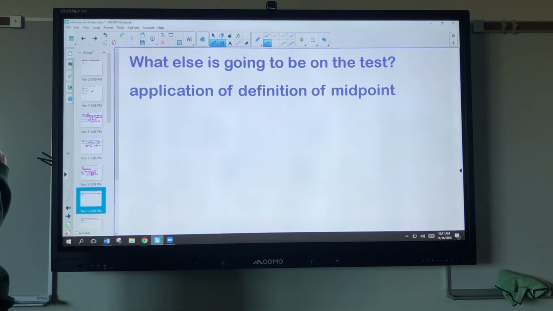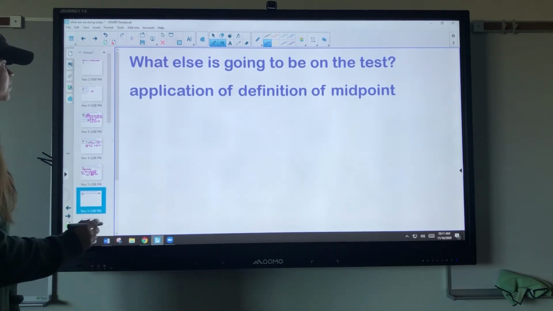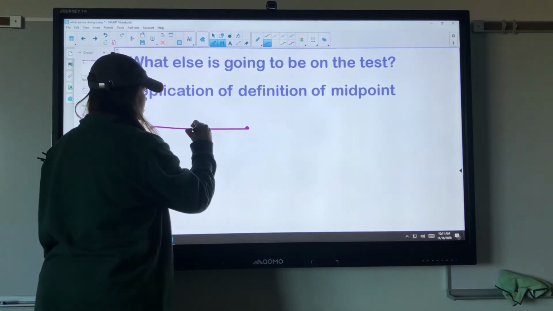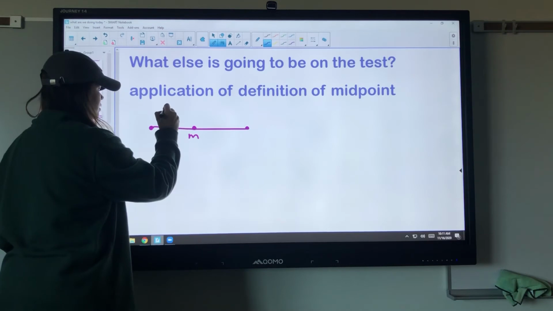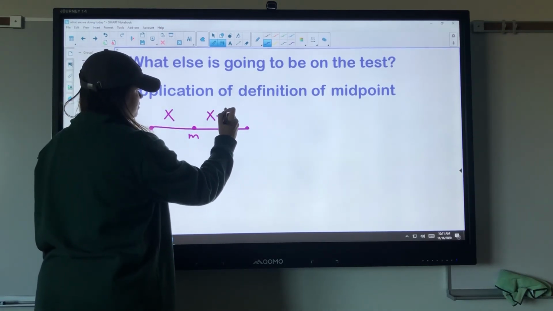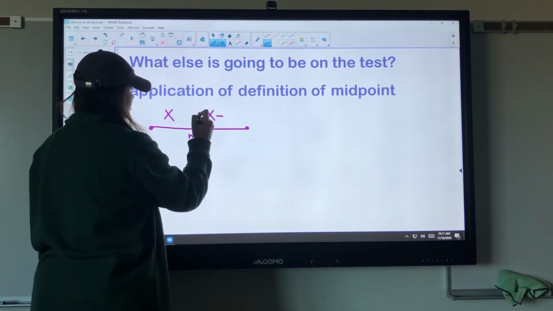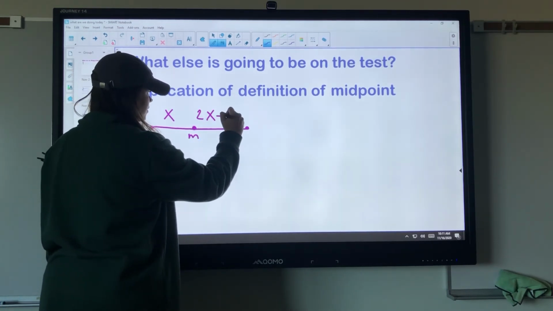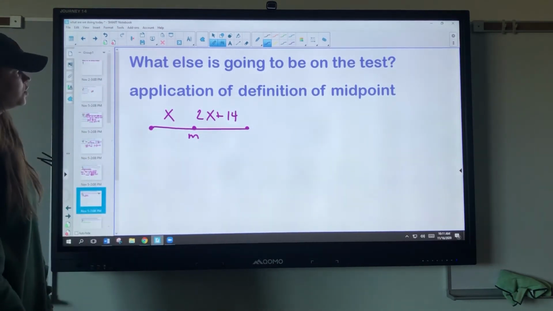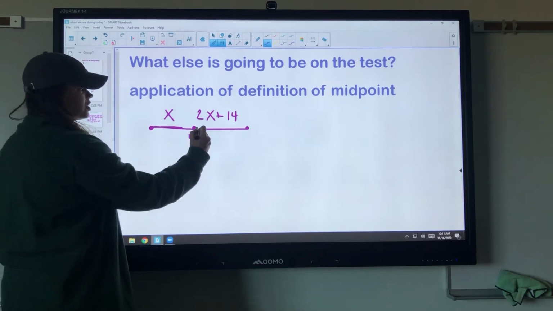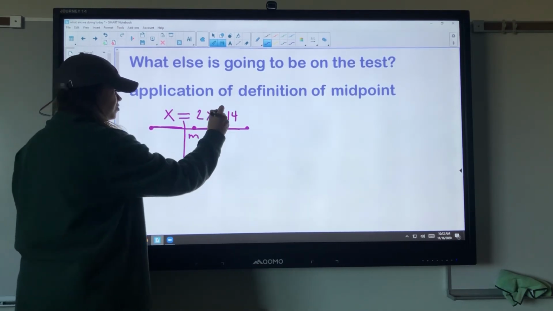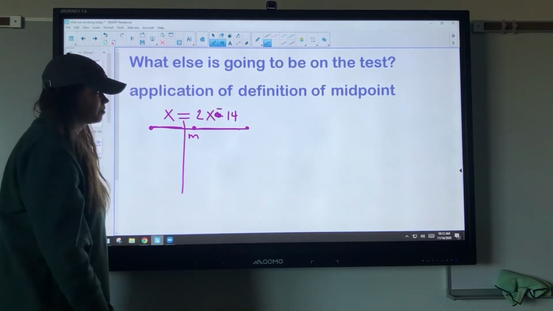What else is going to be on the test? The application of the definition of midpoint. That's where you have a given midpoint. Maybe you know this is X and that this is (2x minus 14). I don't know. Plus 14. Well, if you know that's the midpoint, then you know that these two segments are equal. That means you can literally put an equals in the middle and solve. Oh, put that back to negative. Sorry, I'm just making this up as I go.